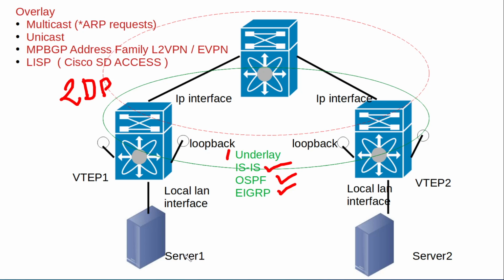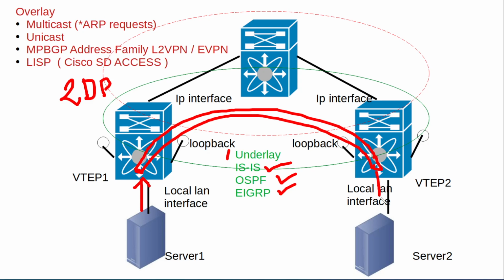If server 1 wants to send a frame to server 2, it will send a normal Ethernet frame into VTEP 1. Then VTEP 1 will encapsulate that traffic and will send encapsulated traffic into VTEP 2. Then VTEP 2 will de-encapsulate that traffic and deliver a normal frame into server 2. So the question here is how VTEP 1 knows that it has to send this traffic to VTEP 2. That is where the control plane kicks in.